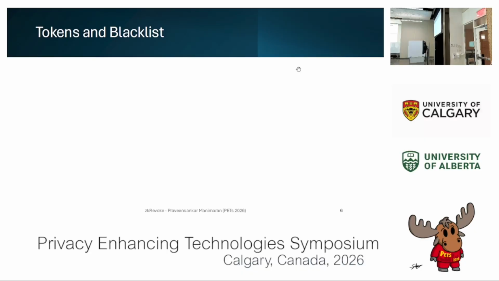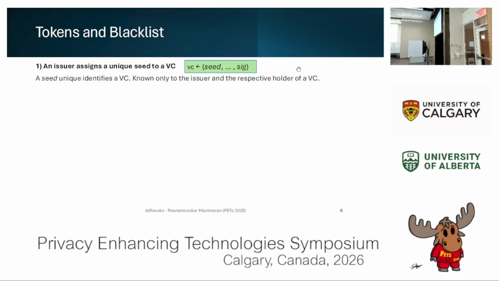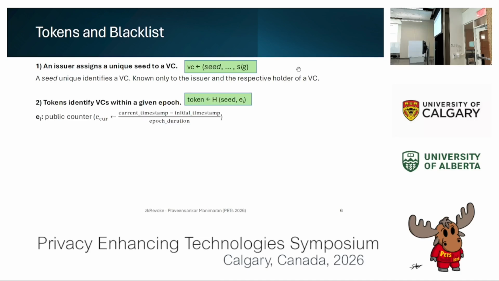First, let's give the building blocks of zkRevoke. First, we have the tokens. Before that, in a VC, an issuer assigns a unique seed in the VC. The seed is similar to permanent identifiers. It is also known only to the issuer and holder. From the seed, the protocol generates time-bound identifiers.